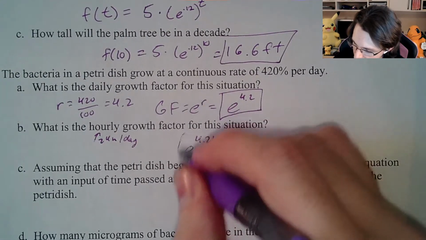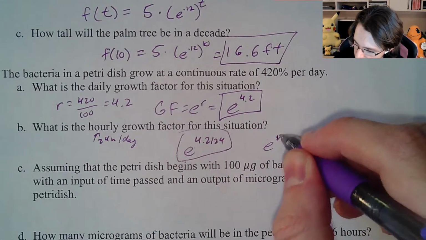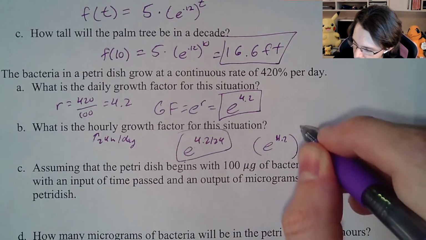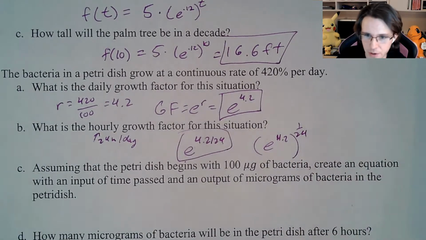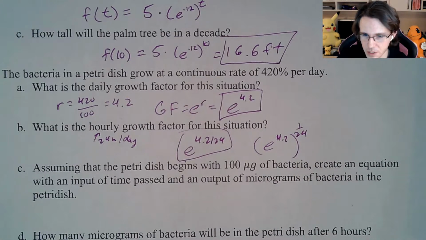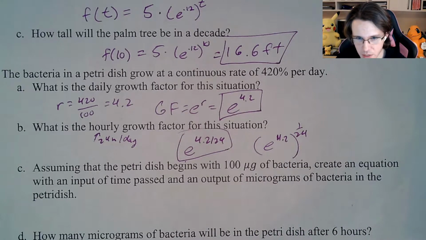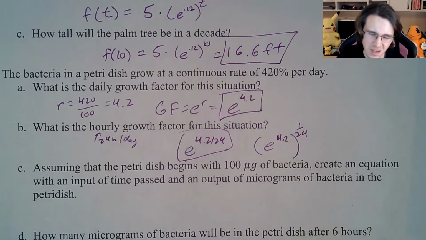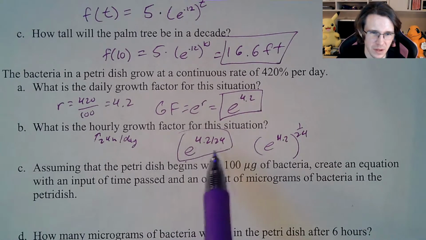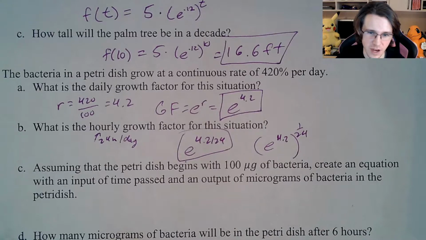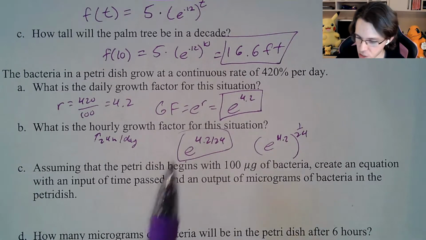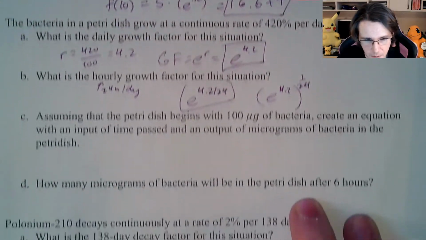Another way of thinking about it is e to the 4.2, which is that growth factor, and you're raising it to the 1 over 24 power. You're dividing it into 24 separate situations, because if you multiplied it 24 times, you'd get back up to this one. So either way, hourly growth factors is divide by 24 on the exponent. Be careful when you're typing into the calculator. Make sure it all ends up in that exponent up there.